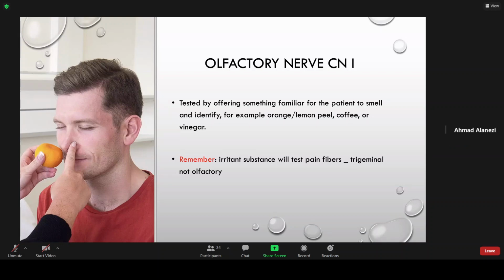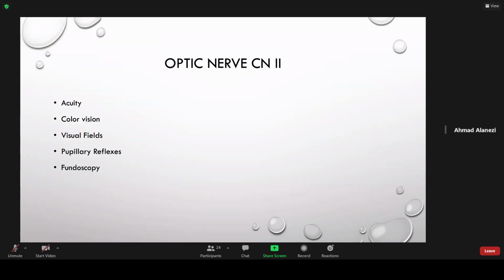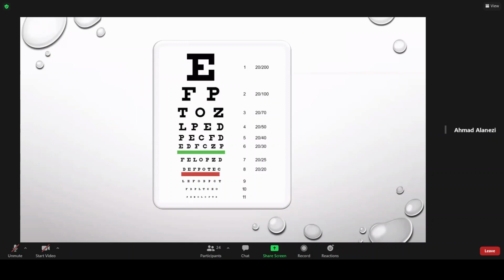We test this way: you bring a common odor and ask the child or the patient to close his eyes, trying to identify this odor. Again, this is not routinely tested unless it's needed. Optic nerve carries function in visual acuity, color vision, visual field, pupillary reflex, and fundoscopy. Okay.